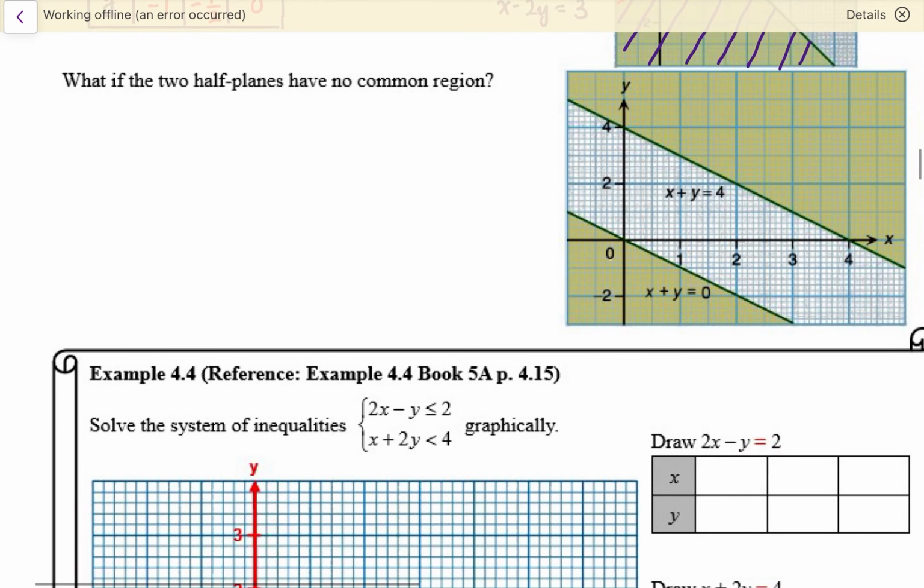But sometimes there is no common region of the two half planes, so in that case there will be no solution to the system of linear inequalities.